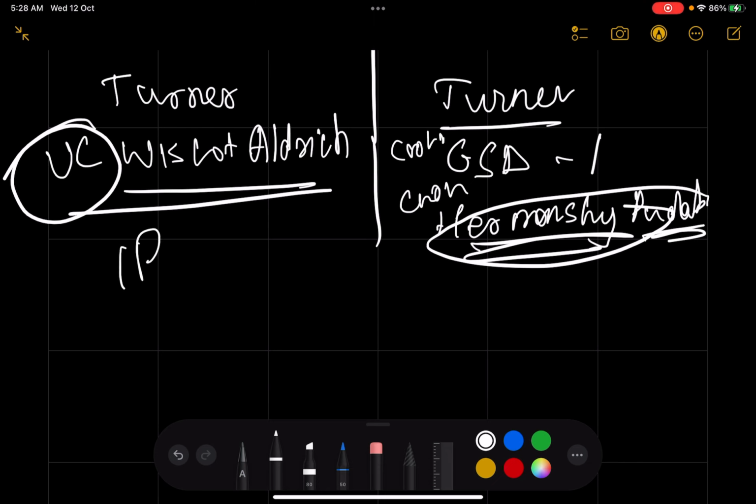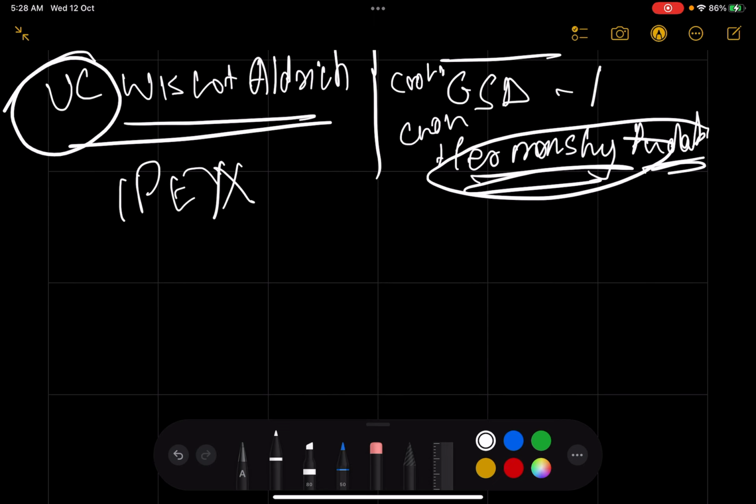And one more disease is IPEX, which is seen in UC. This is a syndrome where there are polyendocrinopathies. So you could have a thyroid disorder, you could have DM1, you could have non-granulomatous disease. Okay.